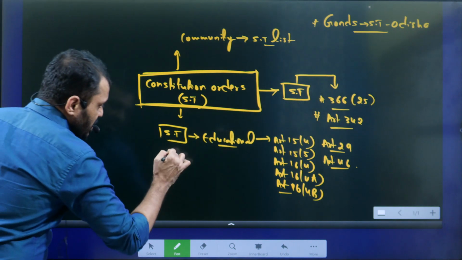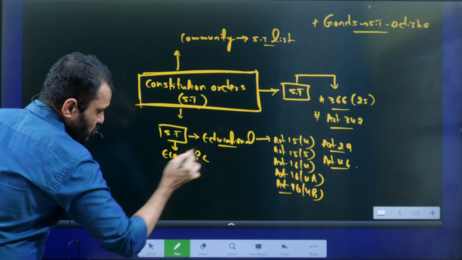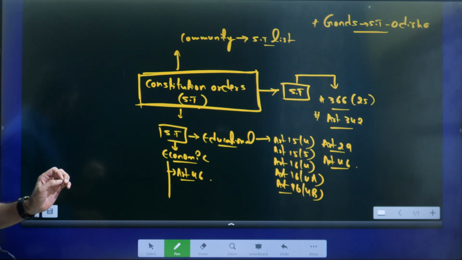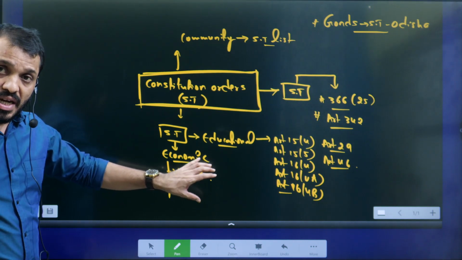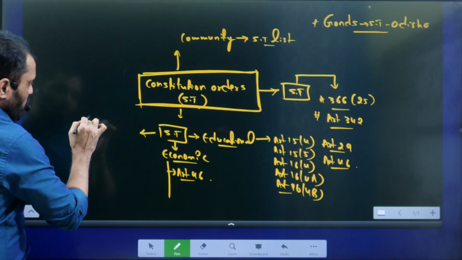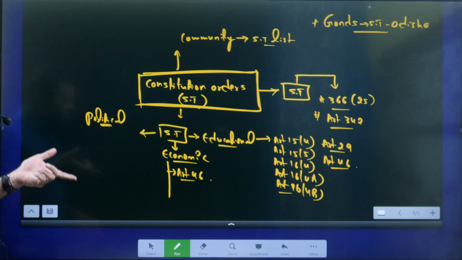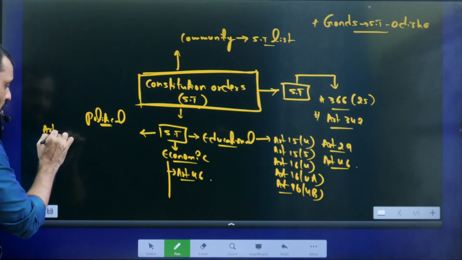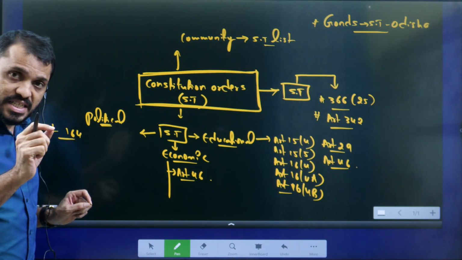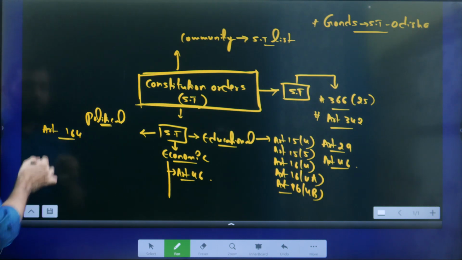Now, what are the other benefits? Even they'll get certain kind of economic protection also. Economic protection, in terms of, like I said earlier, Article 46. State will promote the economic interest of the weaker sections and SC and ST. Apart from this, they'll enjoy certain political rights, in the form of reservations. For example, if you look at Article 164, according to Article 164, in certain states, a tribal minister must be present.